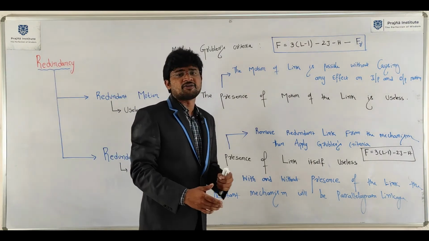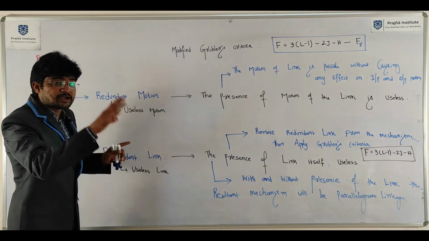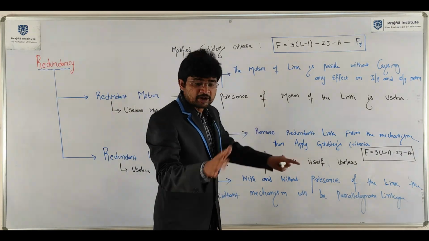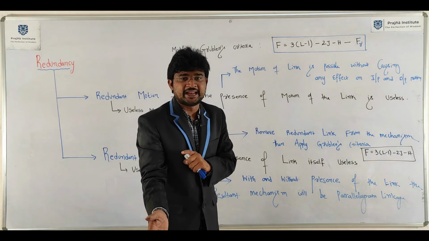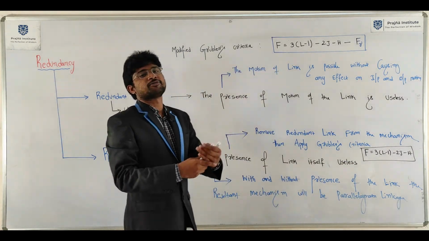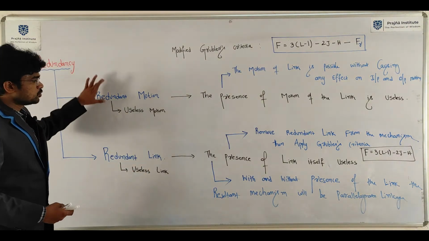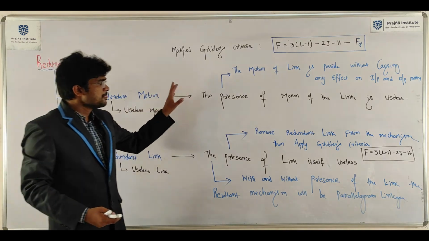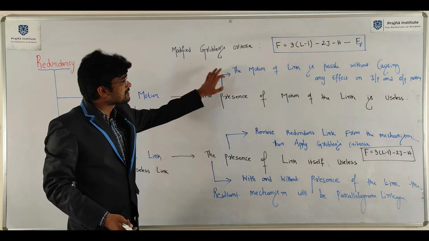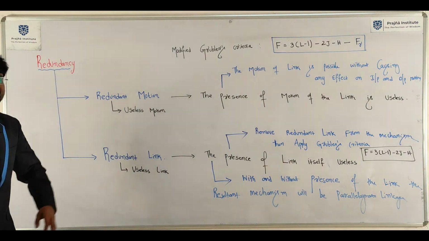How to determine degree of freedom? When you see a useless link or redundant link present in the mechanism, we need to remove that useless link from the given mechanism. Then apply Grubler's criteria to determine degree of freedom of a mechanism which is having a redundant link. These are two redundancies: the meaning of redundant motion and the meaning of redundant link. Okay, how to determine degree of freedom of the mechanism for redundant motion case and redundant link case.